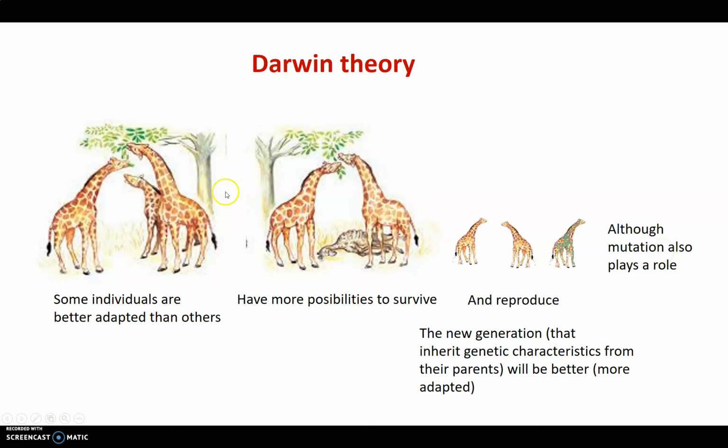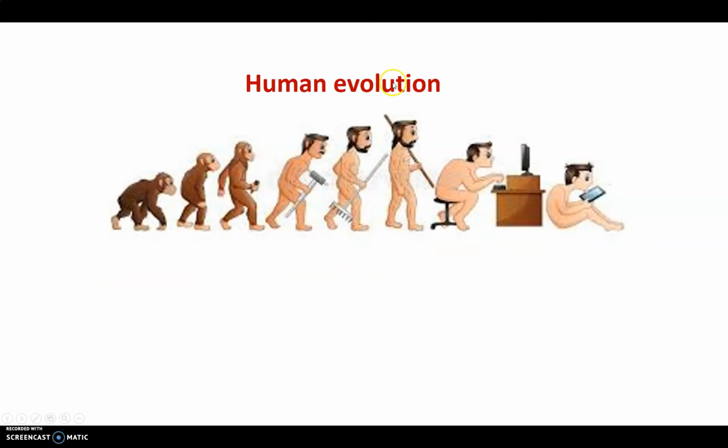So this process applies to any species. For instance, humans. This is a typical picture of human evolution. Over thousands of years there is an evolution, and individuals are better every few thousand years than the previous generations. Although maybe not everybody will agree 100% that every generation is better than the previous one.